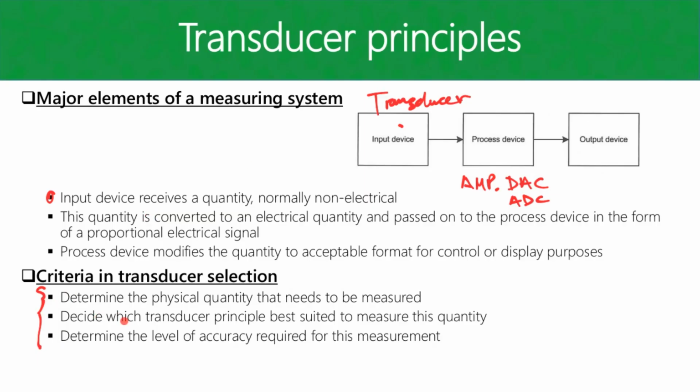Then the next part is you need to decide which transducer principle is best suited to measure this quantity. You guys will see in this chapter as well, there are actually quite a few transducers. Let's just take displacement, for instance. There are quite a few transducers that can measure displacement, but some of them are really good at measuring change in displacement versus an absolute displacement. Absolute displacement meaning you're just detecting the distance that an object is away from you, but you're not concerned about a change in distance.